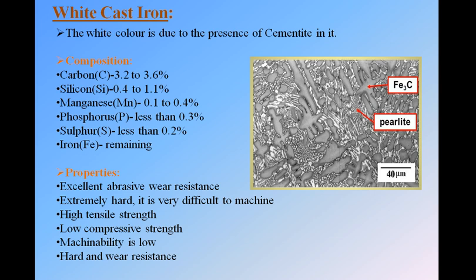Okay, next, hard and wear resistant. As it is hard, it cannot wear easily, so it is hard and wear resistant. Okay, next we can see the microstructure. In the diagram we can see this black color, that is Fe3C, that is cementite, and here we have the pearlite. Pearlite is nothing but a combination of alpha ferrite with cementite. Okay, so this is a combination of pearlite plus cementite.